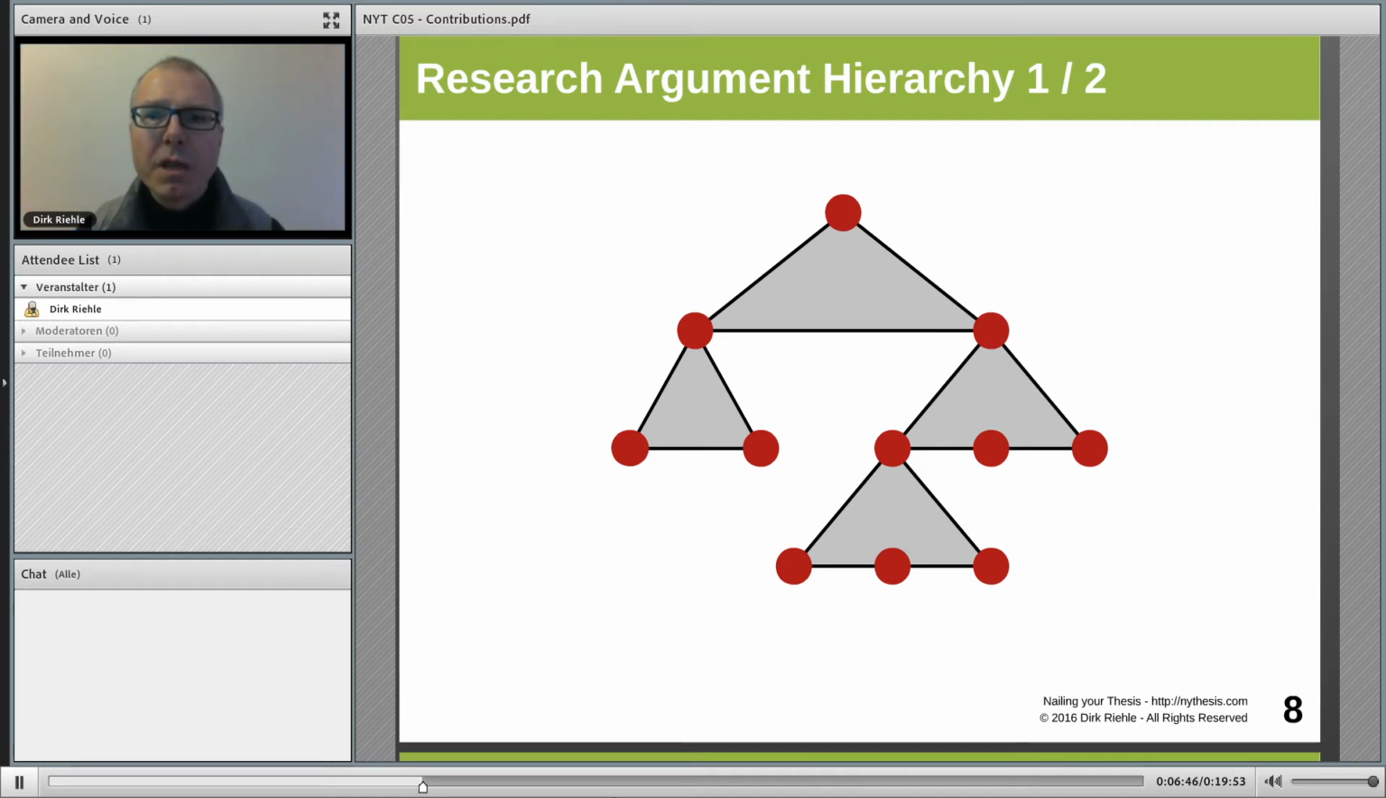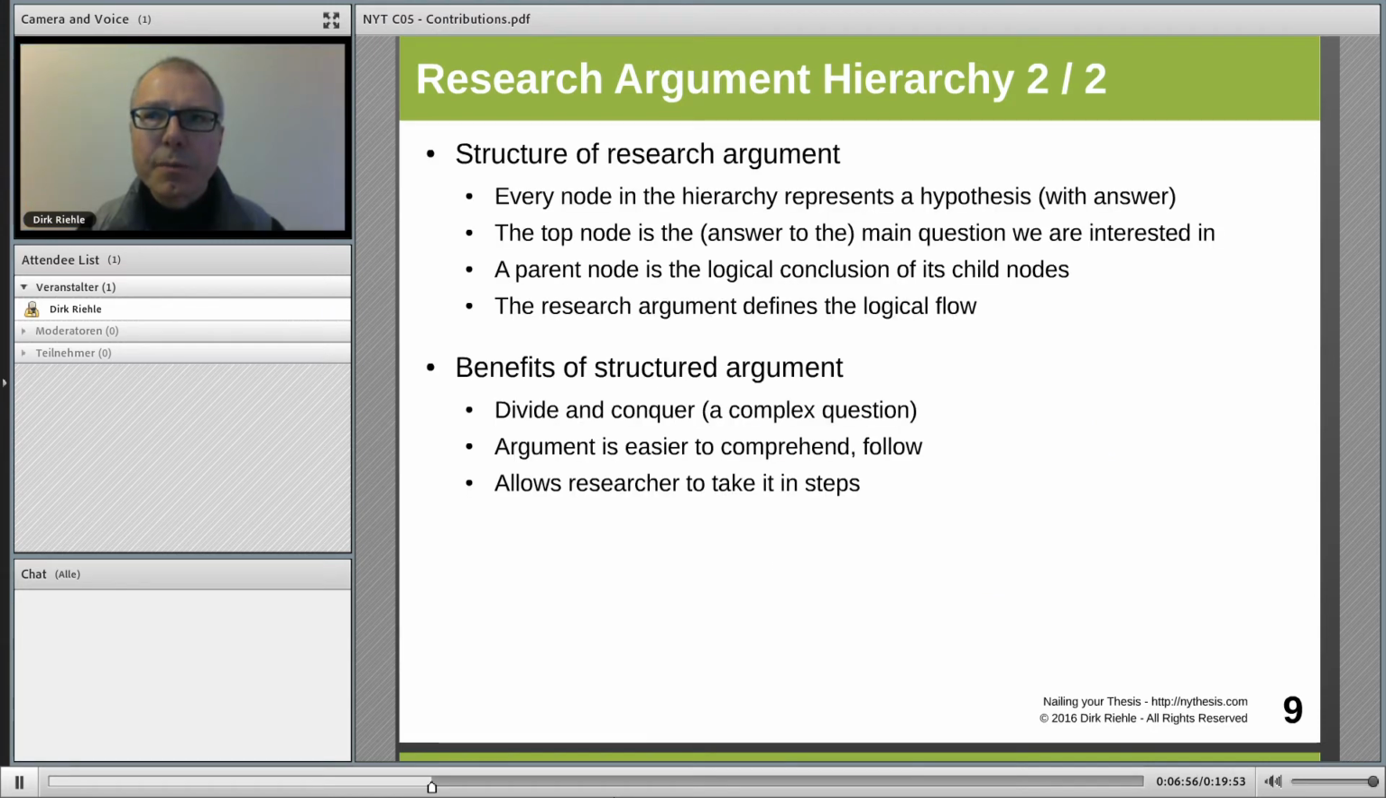Again, at the top is the final conclusion, or that theory you want to provide as an answer to your question. So the structure of this particular hierarchy is always the same. Every node in the hierarchy represents a hypothesis. It's supported by those lower, and what we will look at is the logical relationship between those nodes on one level and how they support the higher level node, the higher level conclusion to be made.